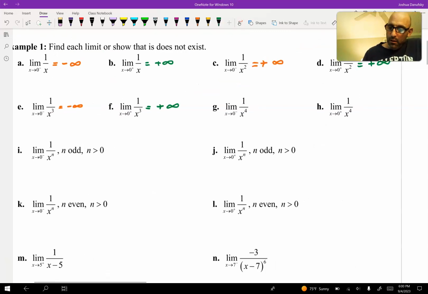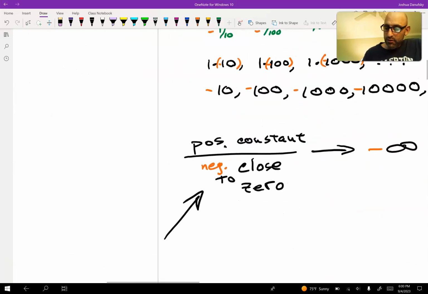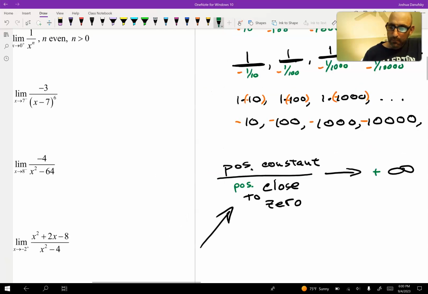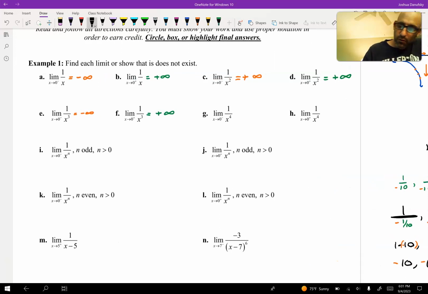Okay. What do we have going on here with 1 over x to the 4th? Well, no matter what we plug in, positive or negative, when we raise it to the 4th power, it's going to be positive. And so both of these are going to act very similarly to what we had a moment ago here. We're going to have a positive close to 0 in the denominator, which is going to give us a positive infinity. And so that works for both of these. So we'll go over here and put a positive infinity and a positive infinity.